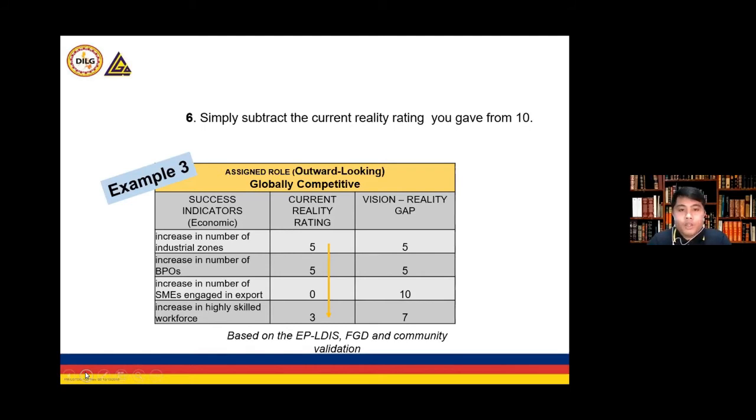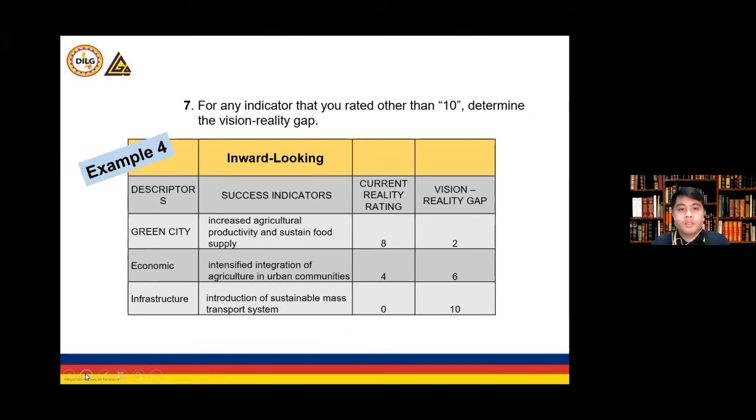So again, that very crucial, yung current reality rating scale. Okay? So it must be based on ecological profile, focus group discussion, and community validation. So dapat as much as possible maximum participation para makapag-arrive tayo in a consensus in determining the current reality. Okay? So, further examples.